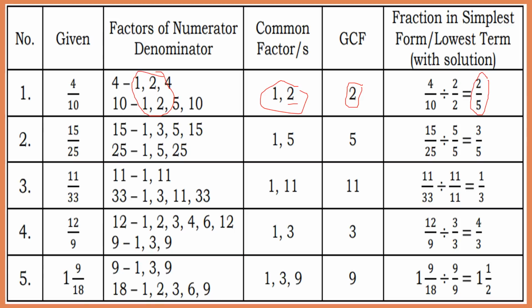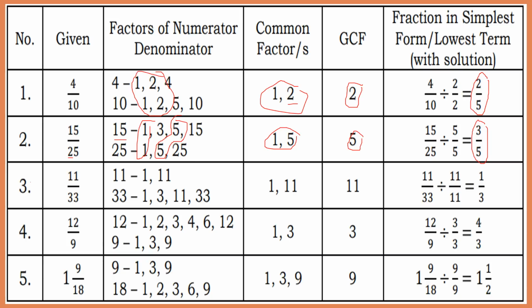Number 2, given 15/25. Factors of 15 are 1, 3, 5, and 15. Factors of 25: 1, 5, and 25. Their common factors: 1 and 5. GCF is 5. Fraction in simplest form, 15/25 divided by 5/5 is equal to 3/5.